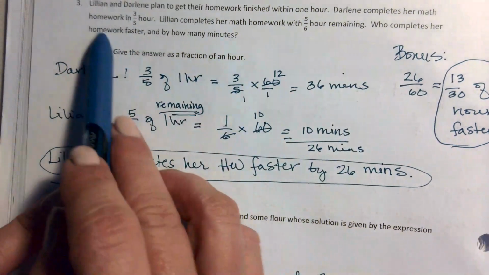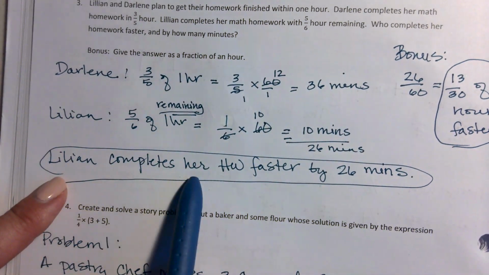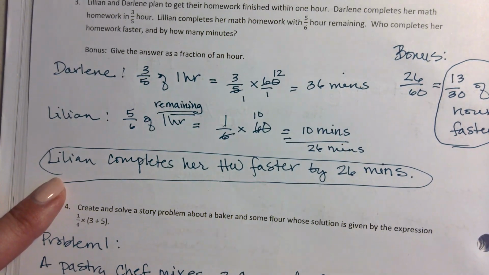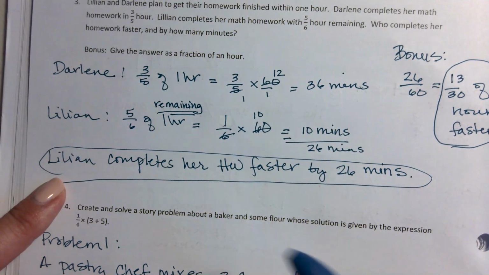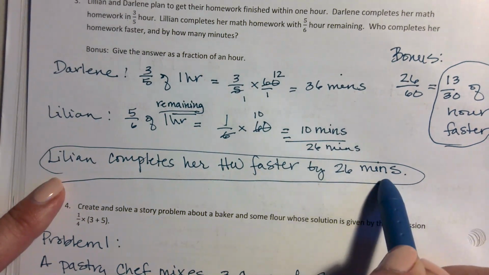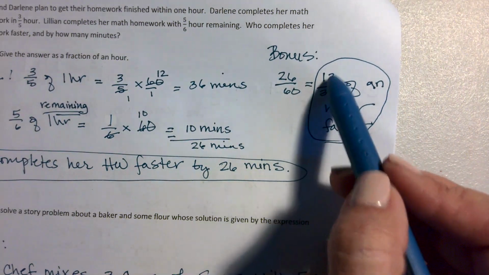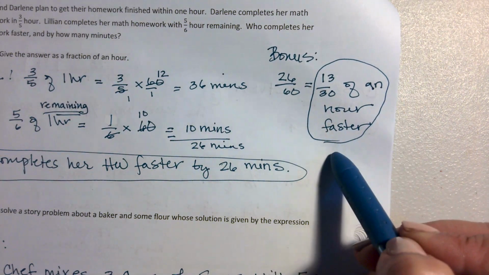So remember, who completes her homework faster and by how many minutes? Lillian completes her homework faster. You have to actually say Lillian completes her homework faster, and by how many minutes? 26 minutes. Then there's the bonus question. 26 minutes out of 60 is 13/30ths of an hour faster.